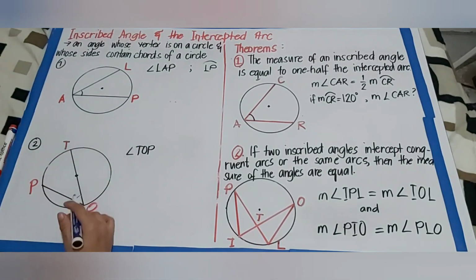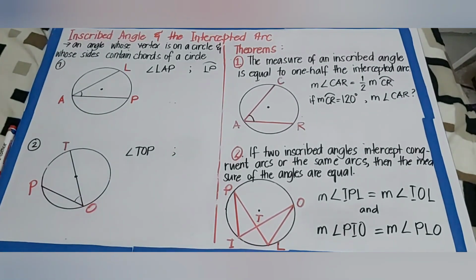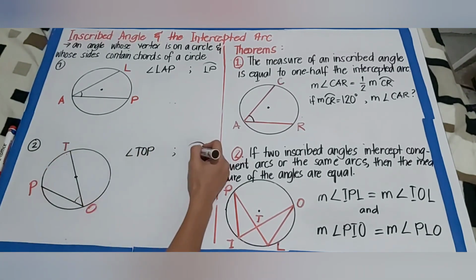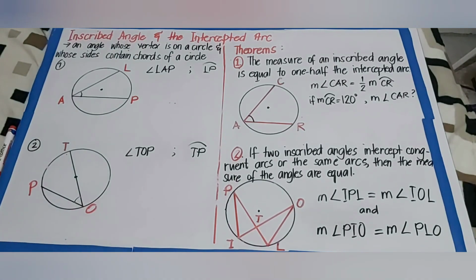TOP. And this is an example of inscribed angle. And our intercepted arc is arc TP or PT. Now, let us leave it for a while. Okay, let's go to the theorems. The theorems of an inscribed angle.